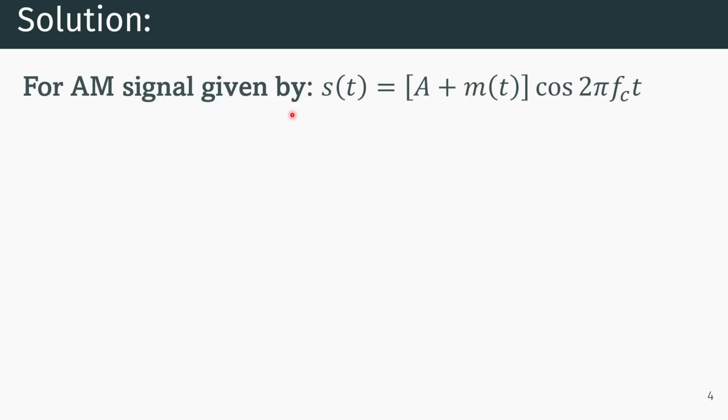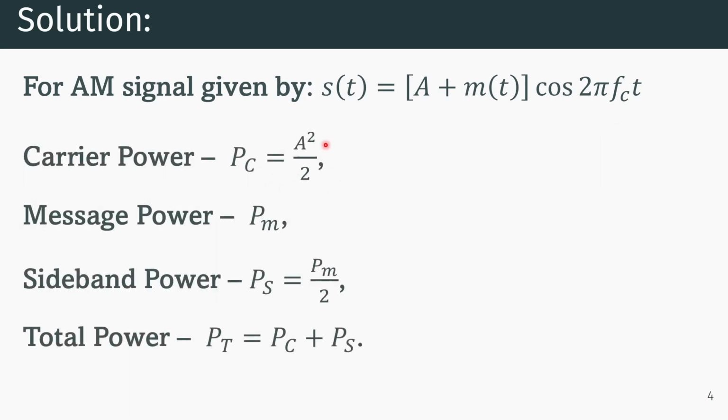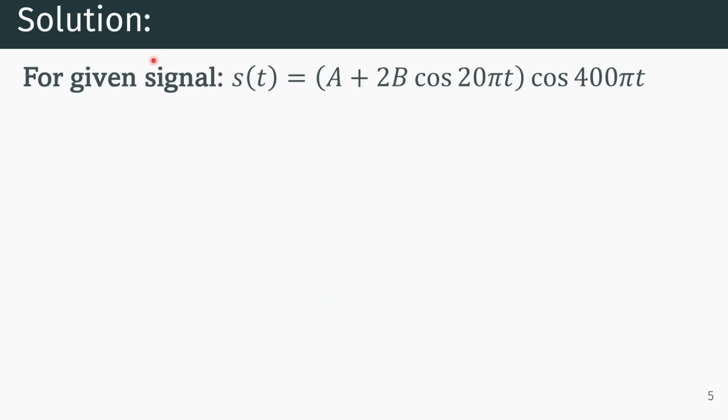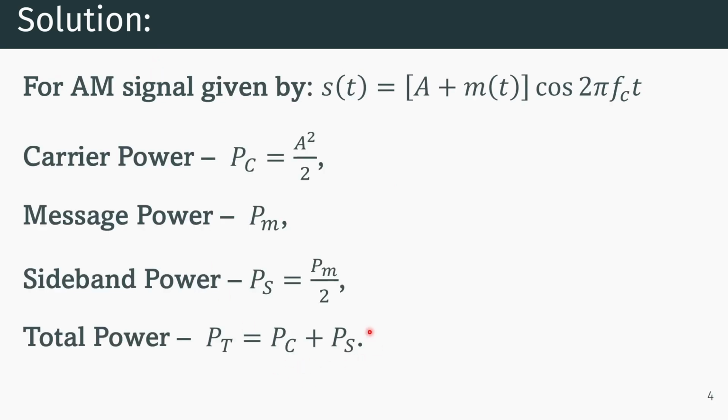So for a typical AM signal S(t) = [A + m(t)] cos 2πf_c t, the carrier power P_c is equal to A²/2, and the message signal m(t) will have a power of P_m. The sideband power, denoted by P_s, would be equal to P_m/2. And the total power of the AM signal is denoted by P_T and is equal to P_c + P_s, where P_c is the carrier power and P_s is the sideband power.